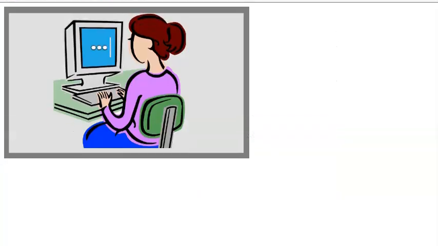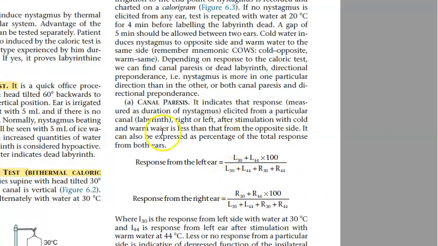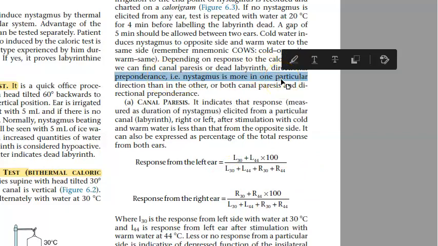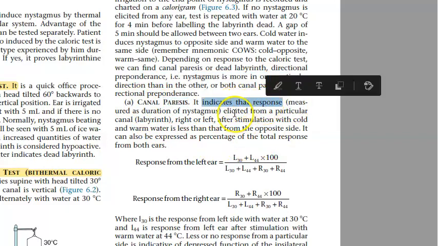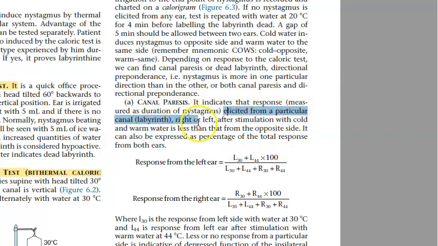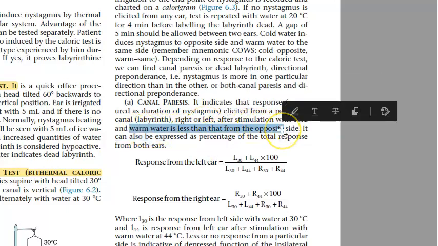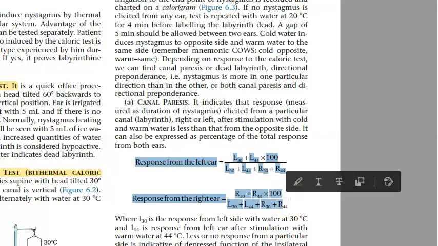How's it going, guys? Just let's look at a few more terms here. So basically they are saying that you can find canal paresis, directional preponderance. See, if nystagmus is more towards one direction and how long and all that, there are a lot of calculations and all here. So basically, canal paresis, it indicates that response from particular canal, right or left, is less than the opposite side. So you can say whether the right is producing more nystagmus or the left is producing more nystagmus. Okay. A lot of calculations here.